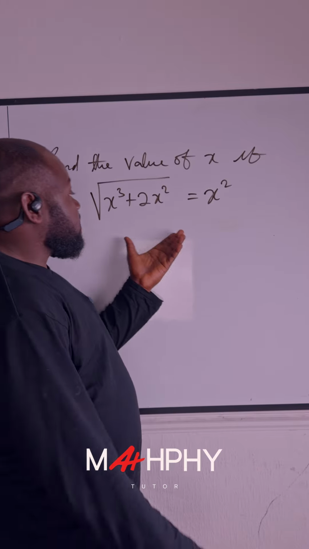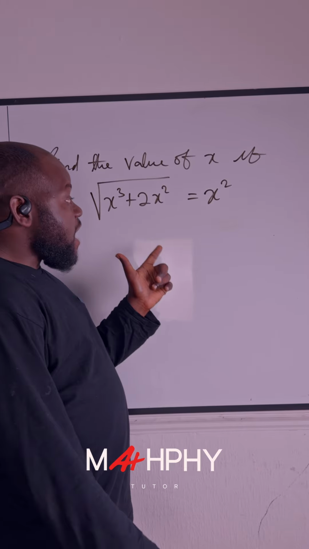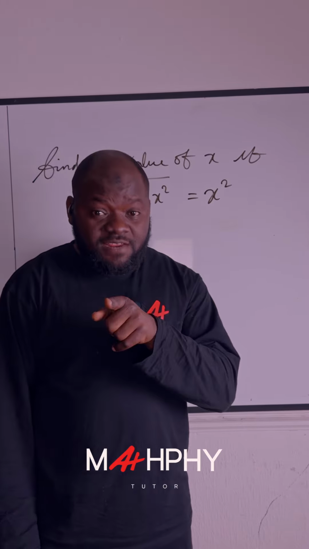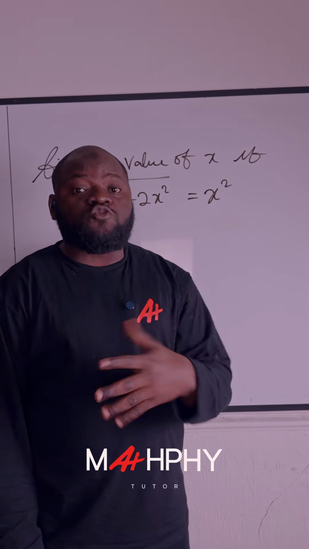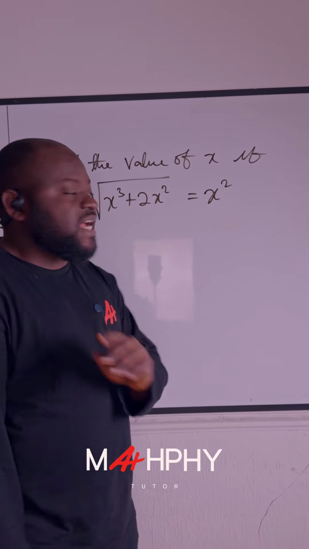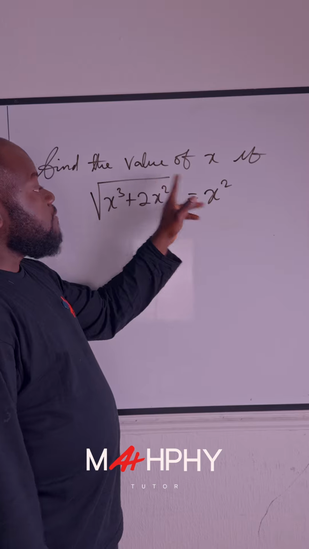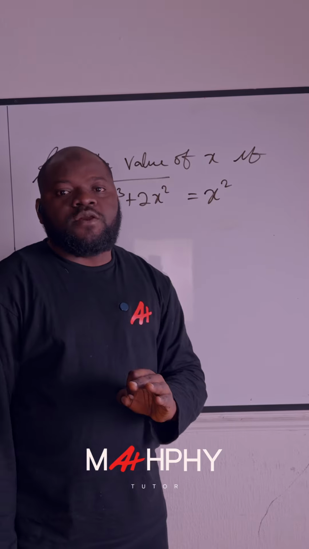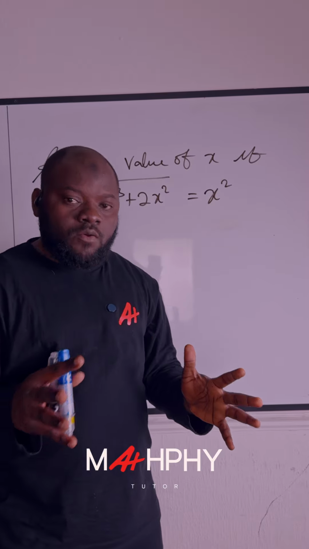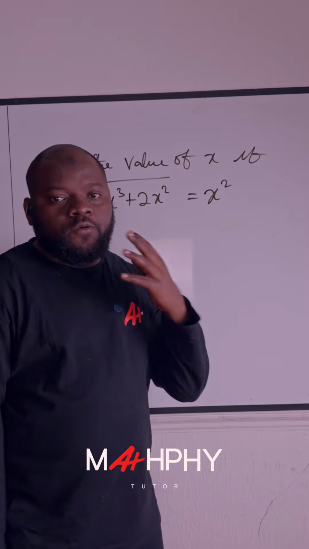Let's find the value of x in this particular equation. However, if you think it's very simple, you might make the mistake that a lot of students make while trying to solve this question. What's that? If you try to cancel this square because of this square root, then you are going to make a very big mistake. However, let's see the proper way of doing that.